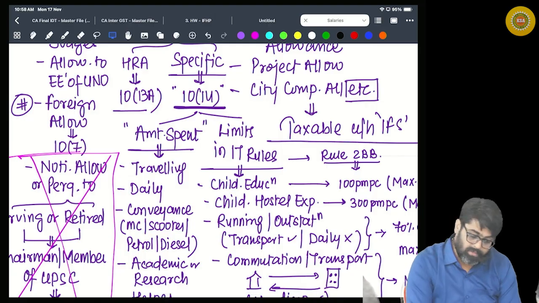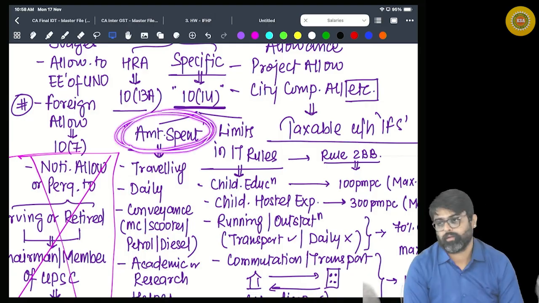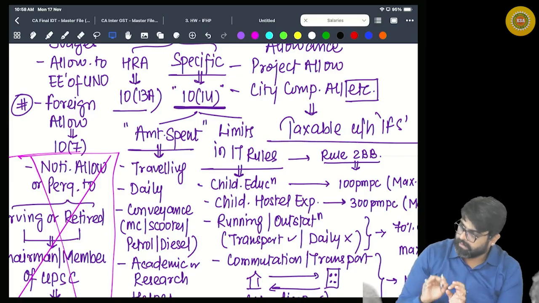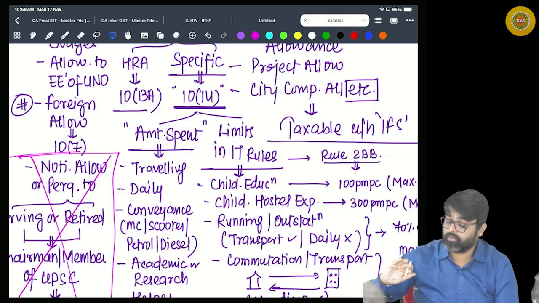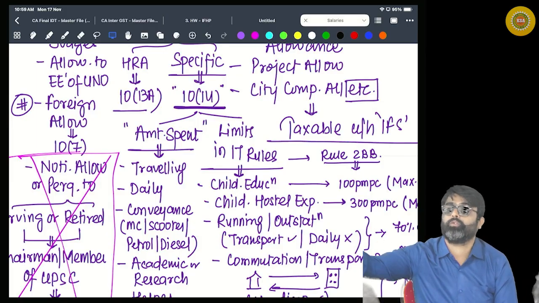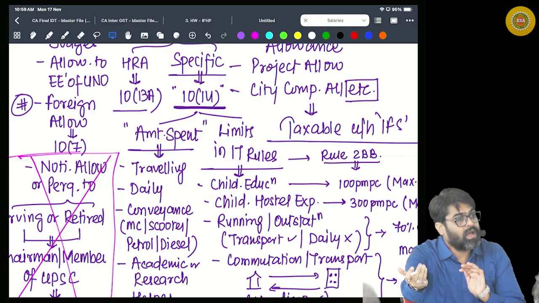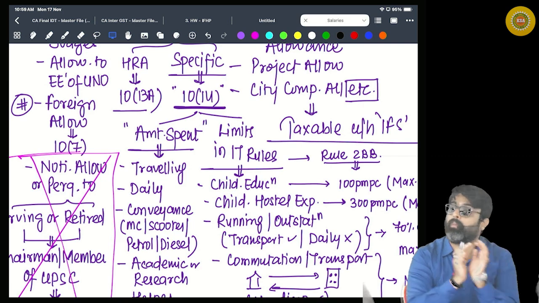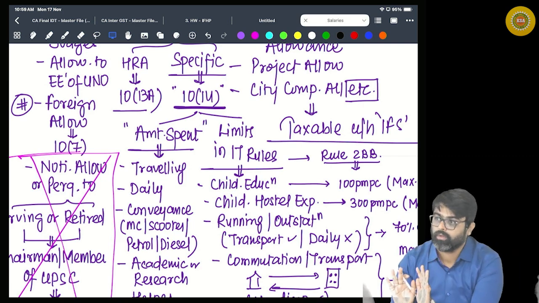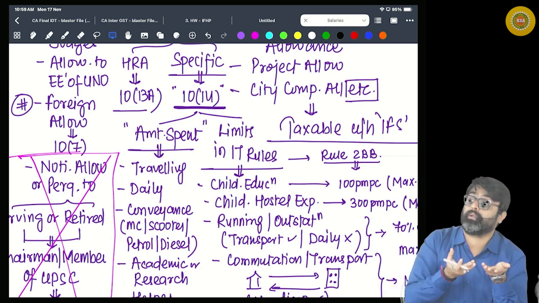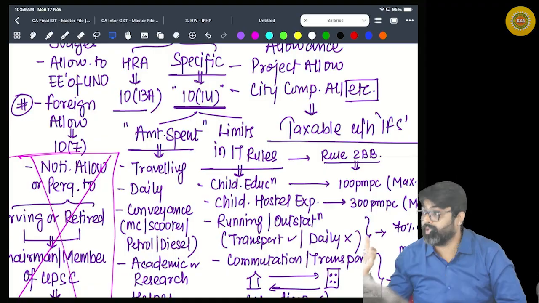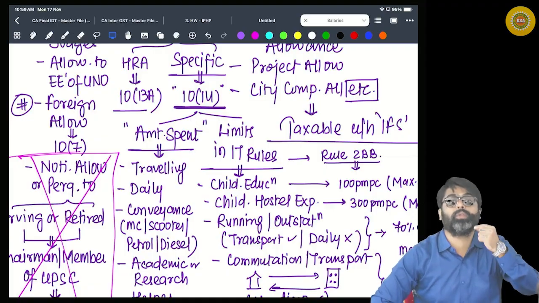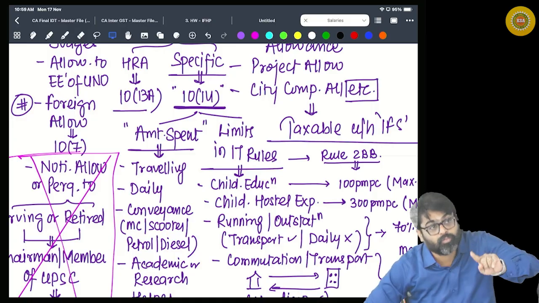Exempt based on the amount spent. So the allowance which you are receiving, if that entire allowance is spent, then the entire allowance will be exempt. If out of the allowance you are receiving, some amount is spent and some amount is still with you, the amount which is unspent, which you could not spend out of this allowance, will not be exempt. It will be exempt to the extent of the amount spent.